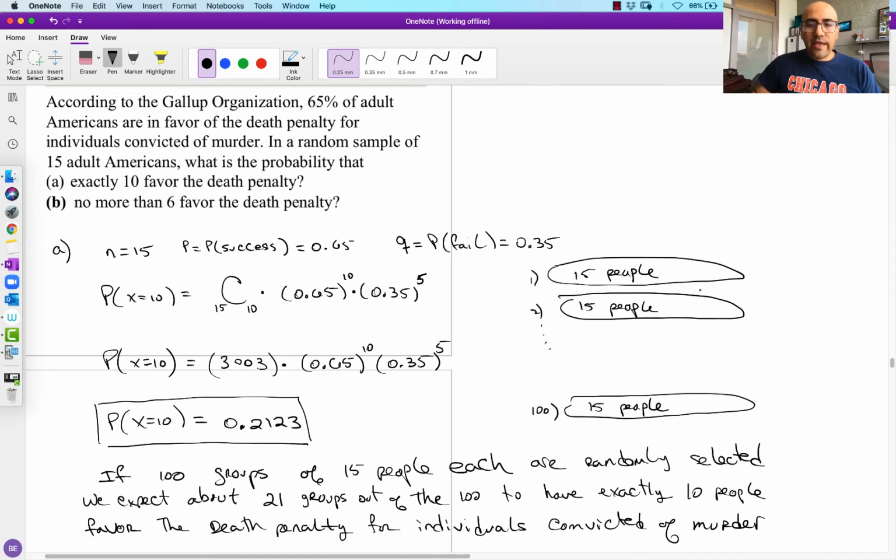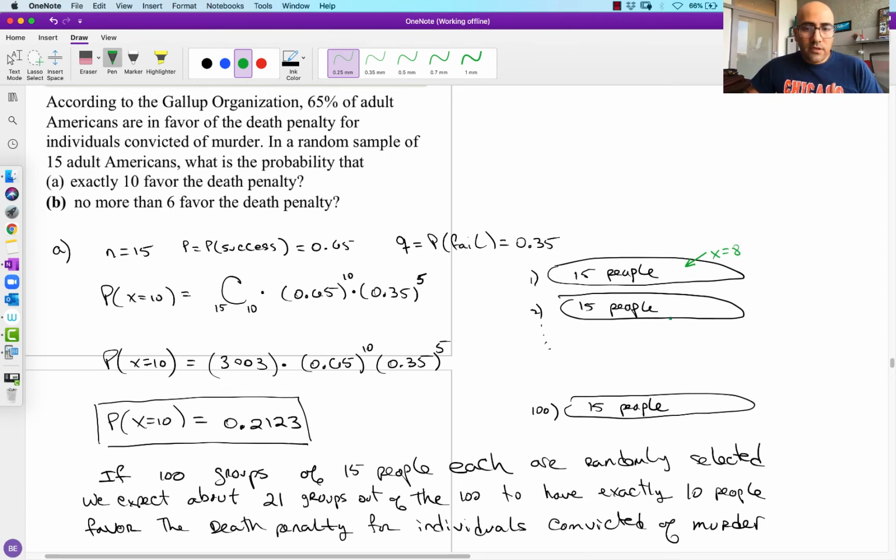And then we go through and we ask individuals in each group, do you favor the death penalty for individuals convicted of murder, yes or no? Each group is going to have their own response rate here. So maybe for this case, 8 people said, yes, I do favor the death penalty. Maybe x equals 8 for that first one. I'm just making up a random number here.